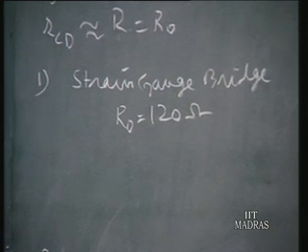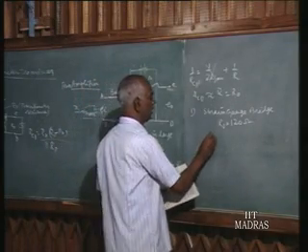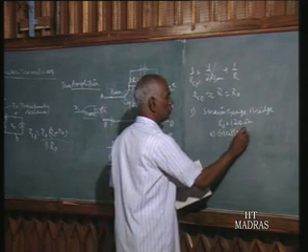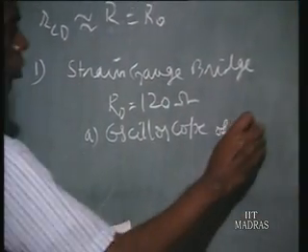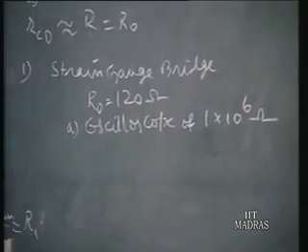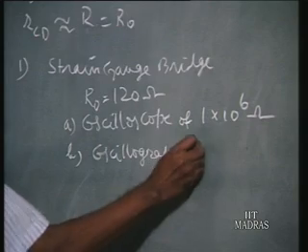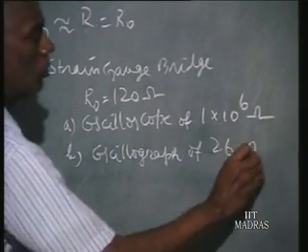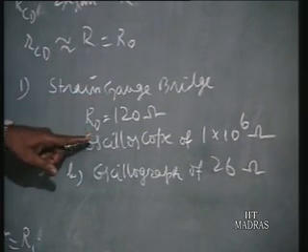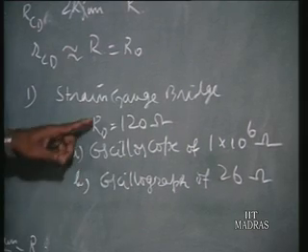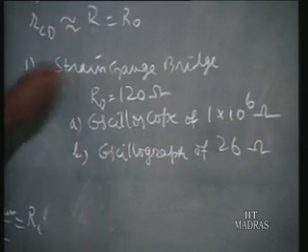Now for reading the output voltage of this bridge, there are two possibilities. One possibility is an oscilloscope of resistance 1 into 10 to the power 6 ohm. Another possibility is an oscillograph of 26 ohm. This is instrumentation. Once the strain gauge bridge output is read with an oscilloscope, or in another instance it is read by an oscillograph where it is recorded. The question is, what is the loading effect in these two cases?